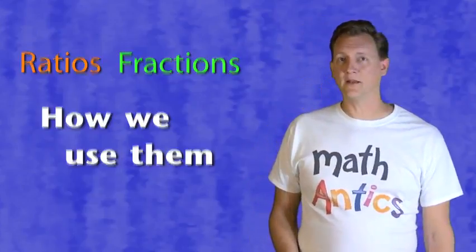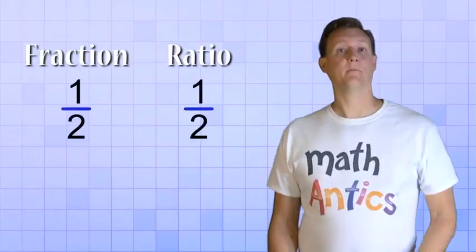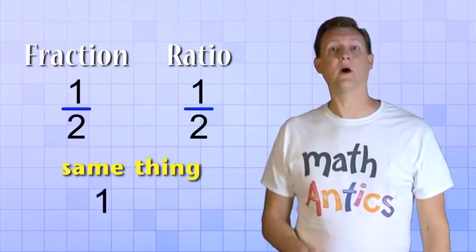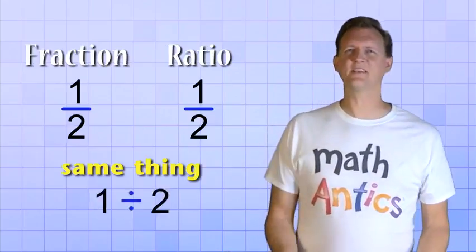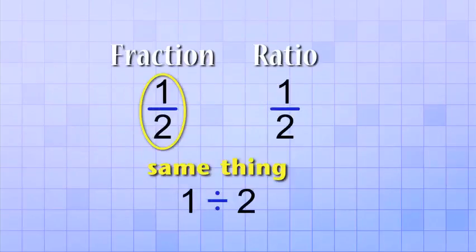To see what I mean, let's look at examples of how we could use the fraction 1 over 2 and the ratio 1 over 2. Mathematically, these are both the same thing. They're just the division problem 1 divided by 2. But in the case of the fraction, we usually treat it as if it's just a single number. For example, at lunchtime, you might eat 1 sandwich, or if you're really hungry, you might eat 2 sandwiches. But if you're not very hungry, you might just have half a sandwich.